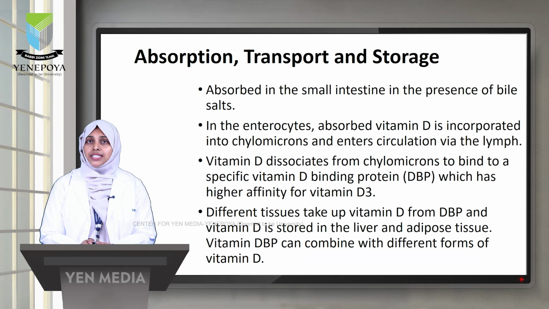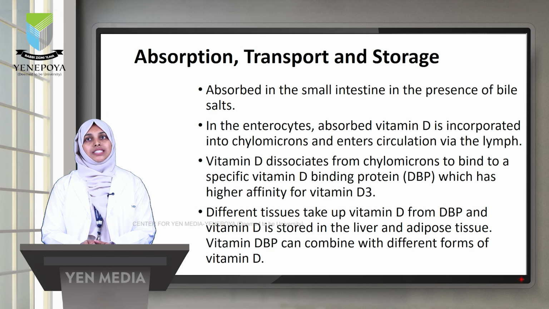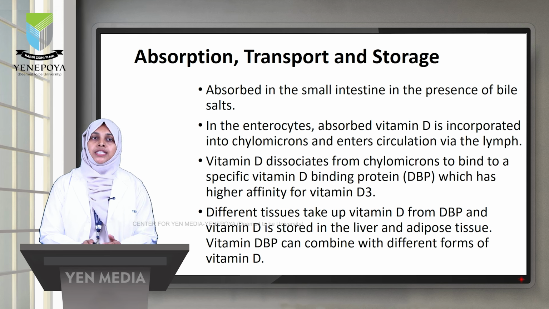Talking about absorption, transport and storage, vitamin D is absorbed in the small intestine in the presence of bile salt. In the enterocytes, absorbed vitamin D is incorporated into chylomicrons and enters circulation through the lymph. Vitamin D dissociates from chylomicrons to bind to a specific vitamin D binding protein which has higher affinity for vitamin D3. Different tissues take up vitamin D from vitamin D binding protein, and vitamin D is stored in the liver and adipose tissue. Vitamin D binding protein can combine with different forms of vitamin D.